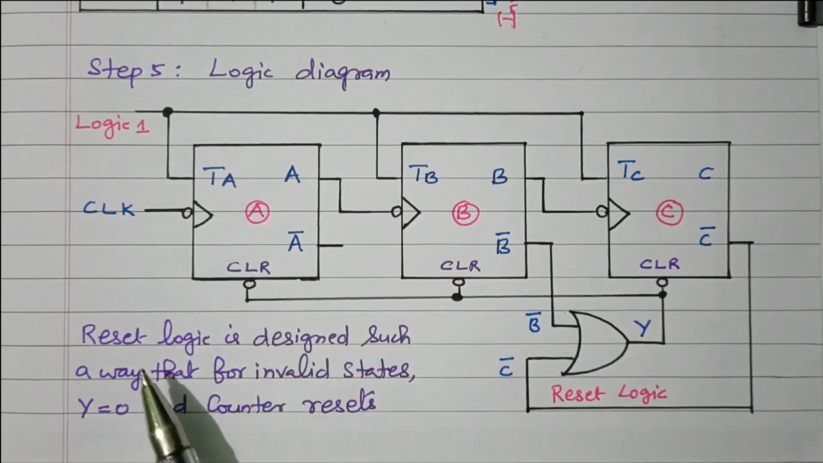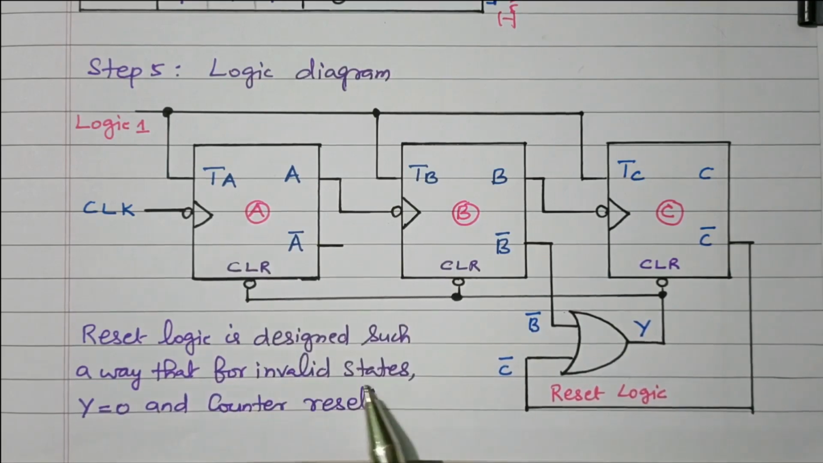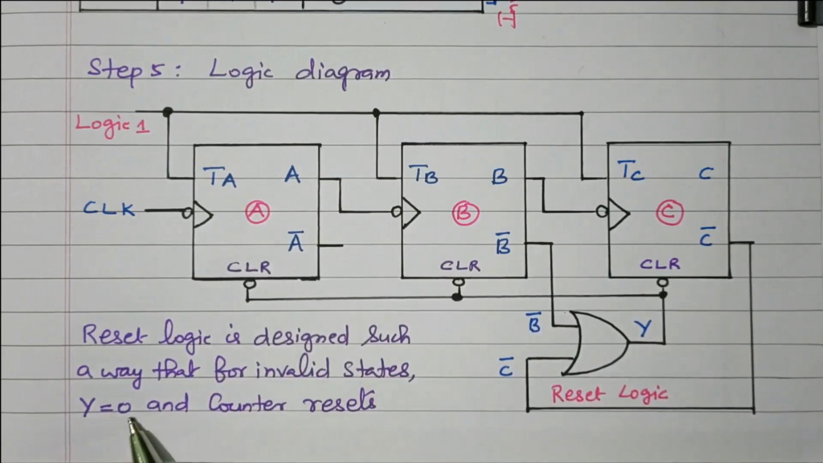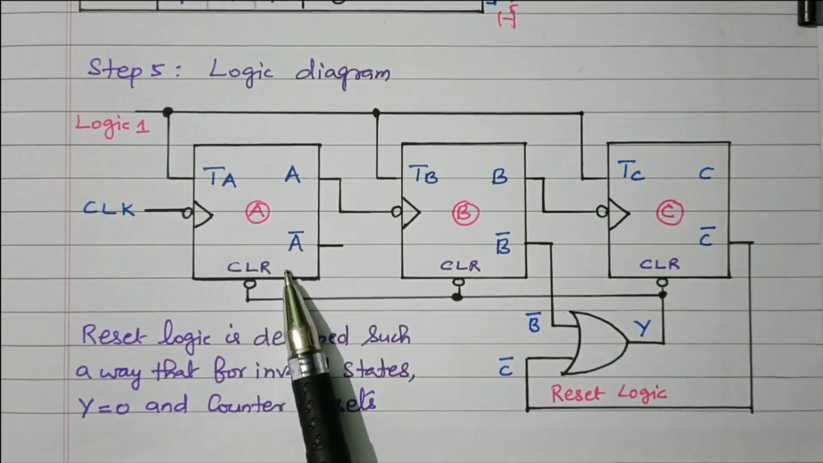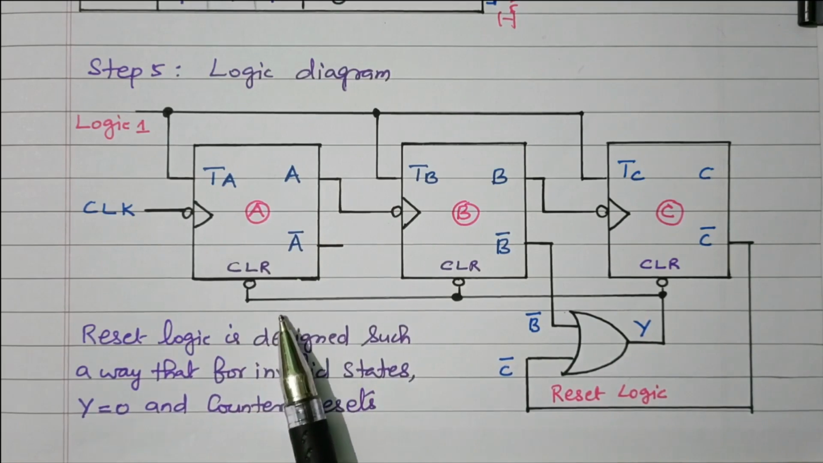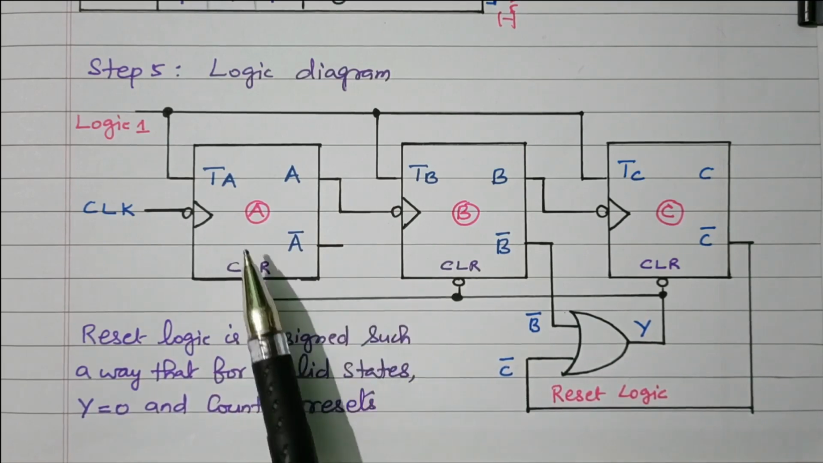So what will happen? The reset logic is designed such that for an invalid state, Y equal to 0 and the counter restarts. So it will execute 0 to 5. If 6 and 7 occur, it will reset. So again it will start from 0.